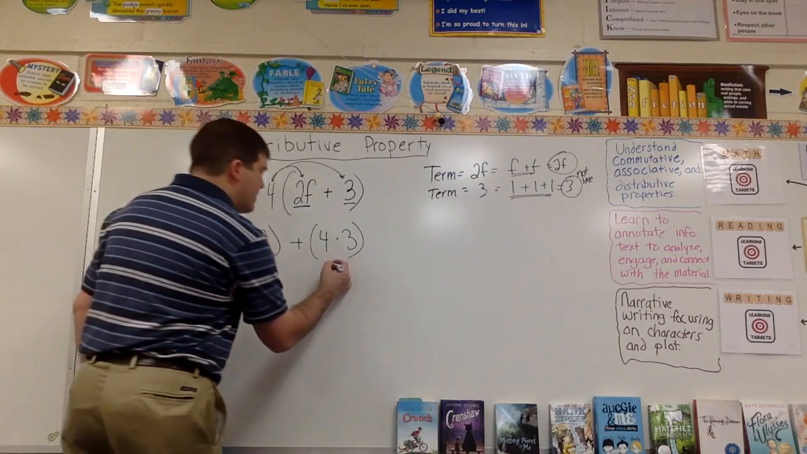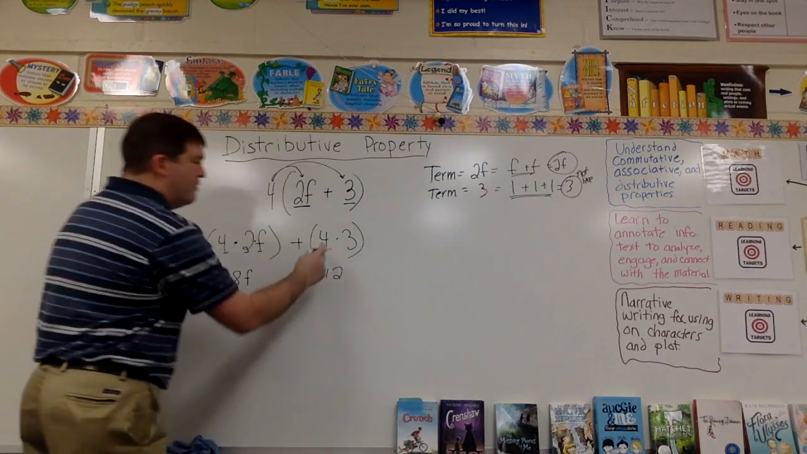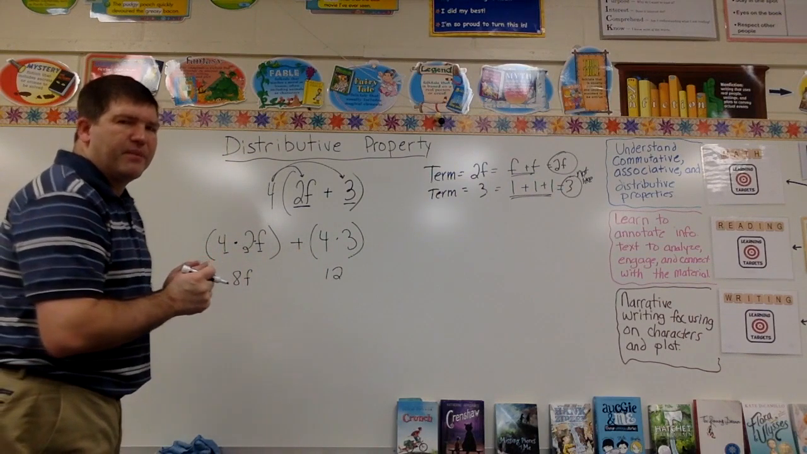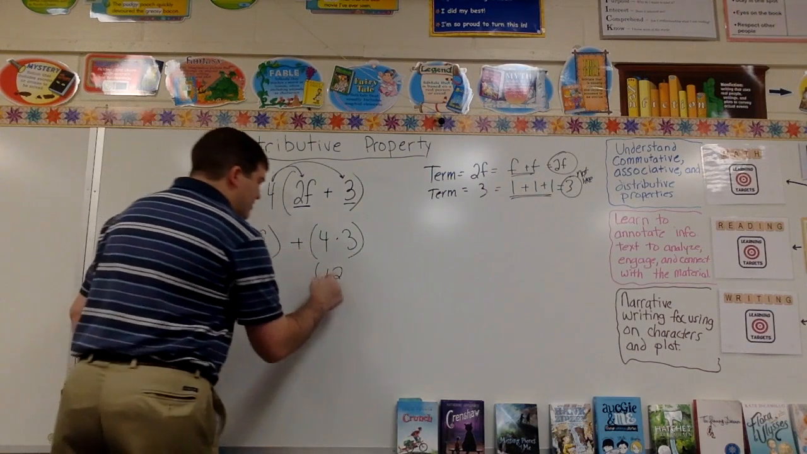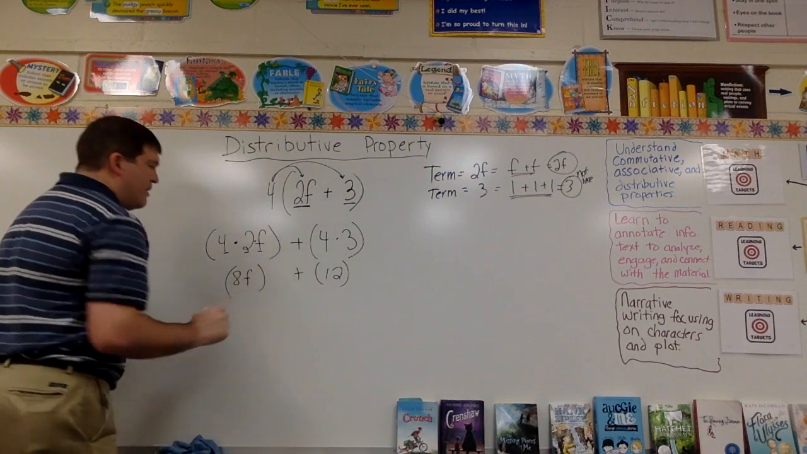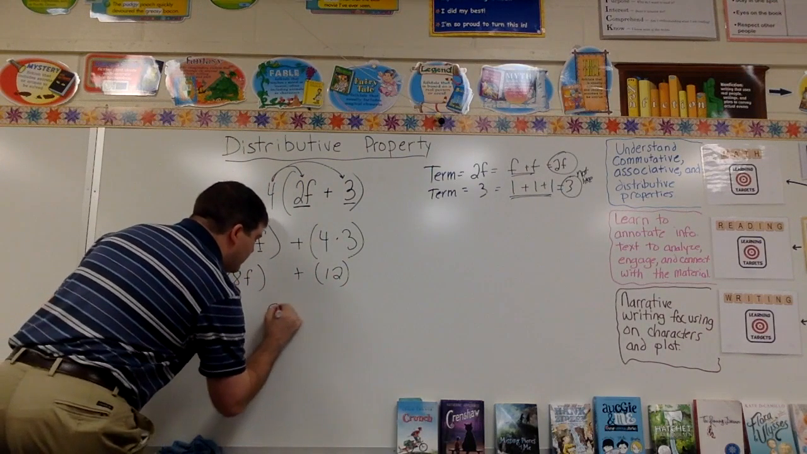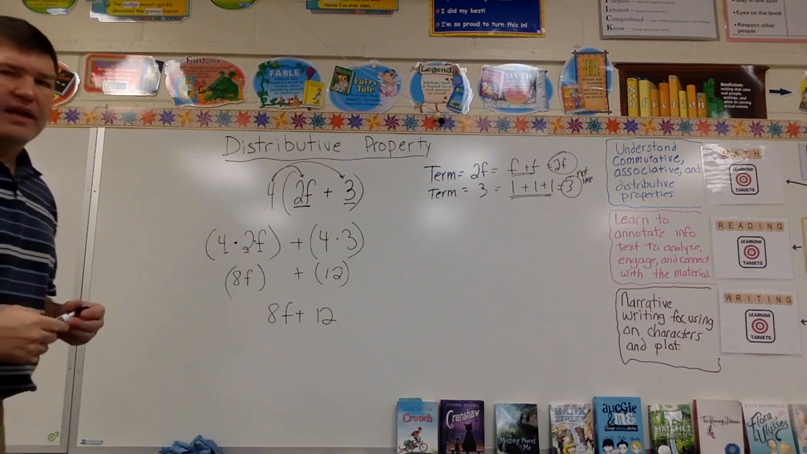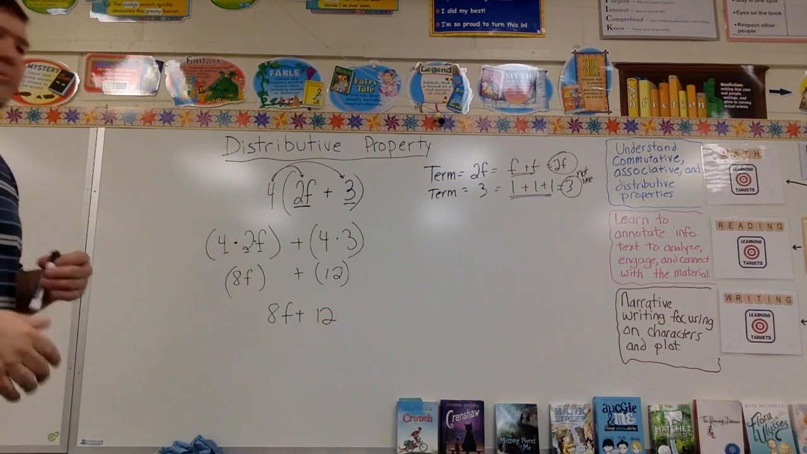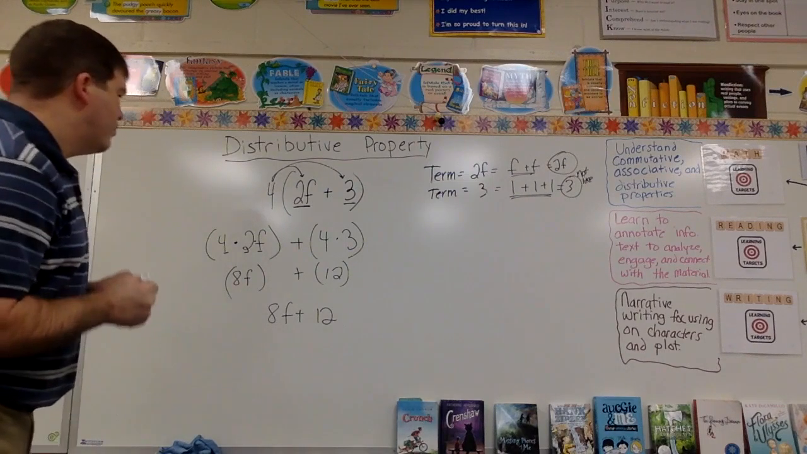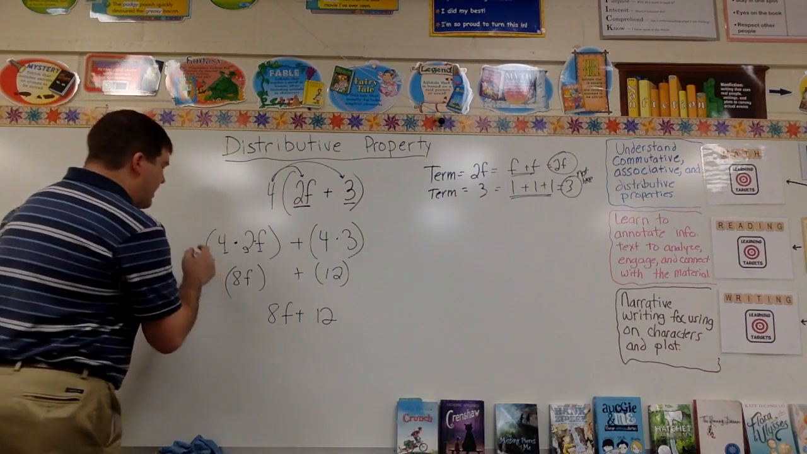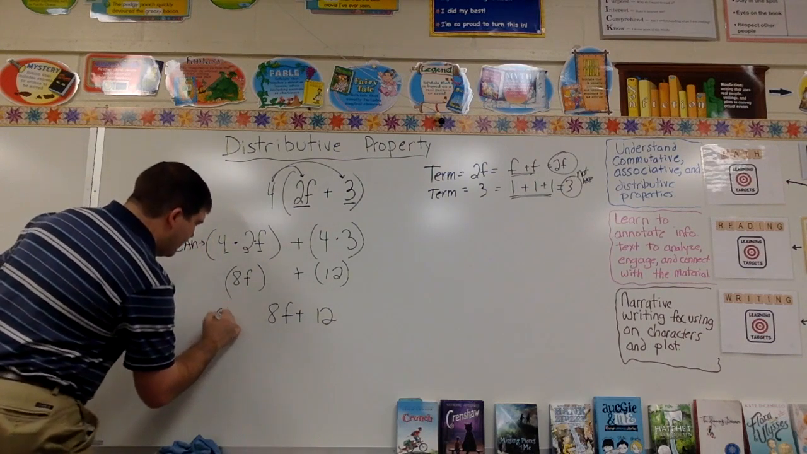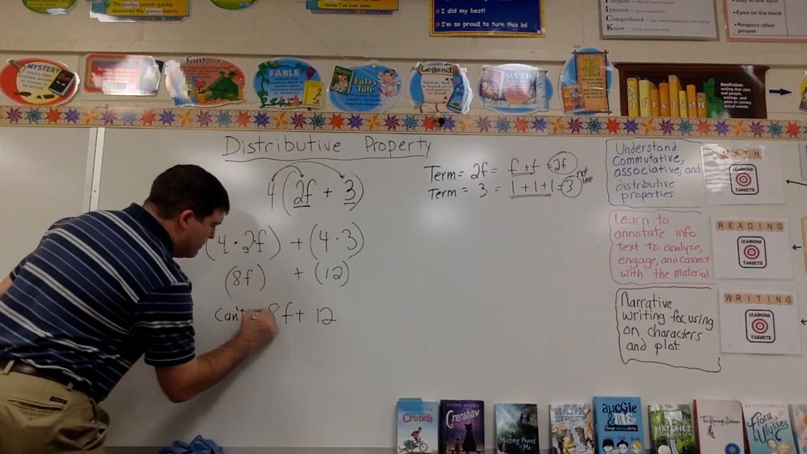On this one, it's 4 times 3. That one's 12. Those are like terms, and it doesn't even matter with multiplication. So we have that 8f plus 12. I cannot simplify that. And let me show you why I can't simplify that.